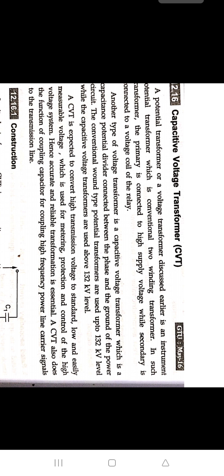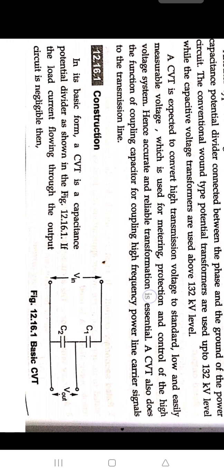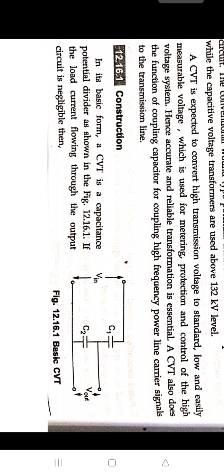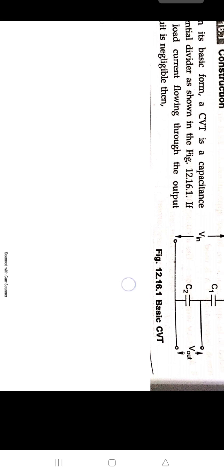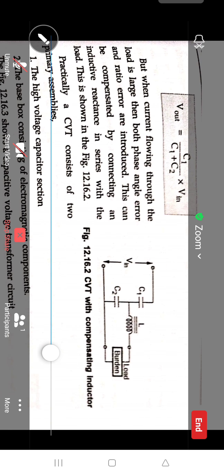Hence, accurate and reliable transformation is essential. A CVT also does the function of a coupling capacitor for coupling high frequency power line carrier signals to the transmission line. So let's first see the construction of this CVT. In its basic form it is a capacitance potential divider as shown in the figure. If the load current flowing through the output is negligible, then V out equals C1 divided by C1 plus C2 into V in.